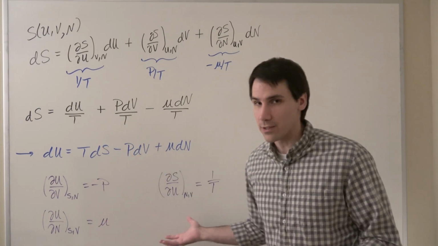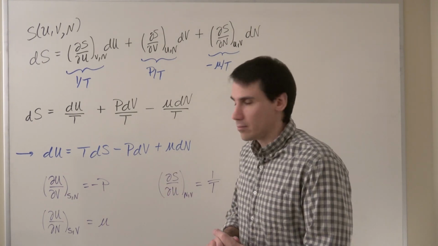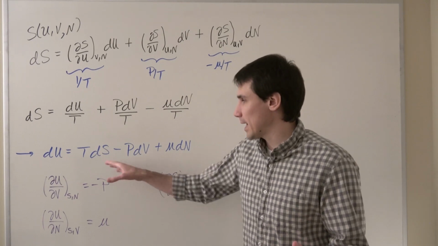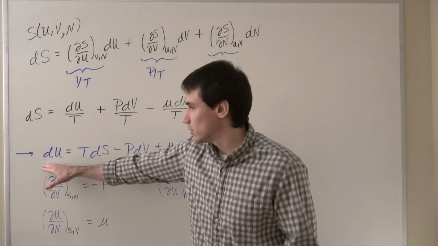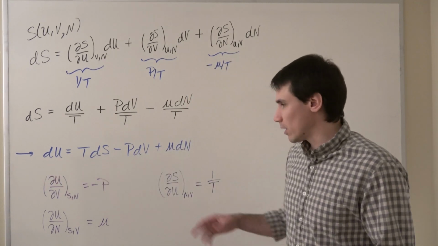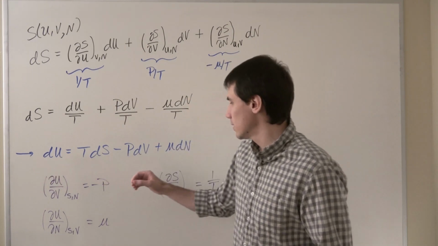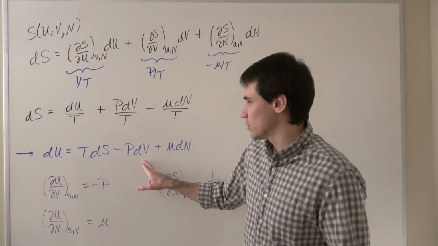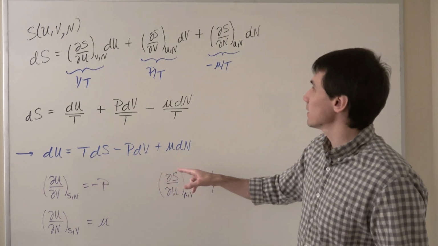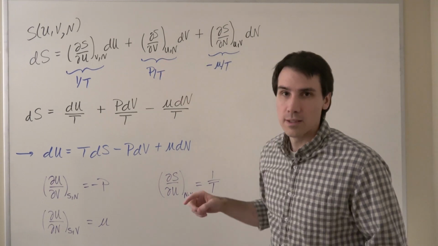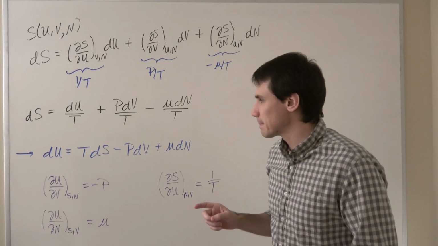I've written 3 of them here. This is not all of the derivative relationships that there are, but you can find them all simply by picking 2 of the variables and holding them constant. You could even hold U constant. All of these 3 involve the energy U, but you could, for example, hold U constant and N constant and find a relationship between entropy and volume, which in fact is right here. Partial S partial V with constant U and N is P over T.